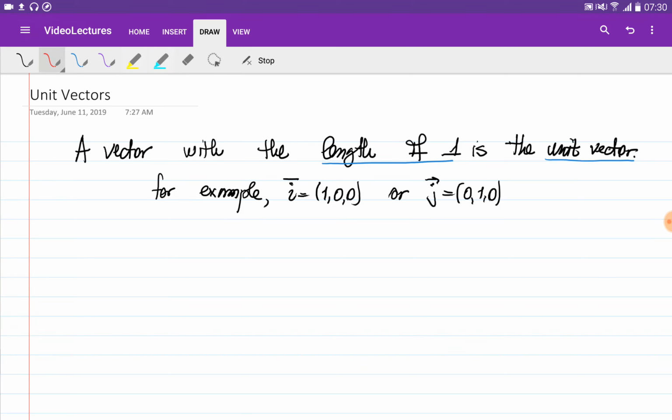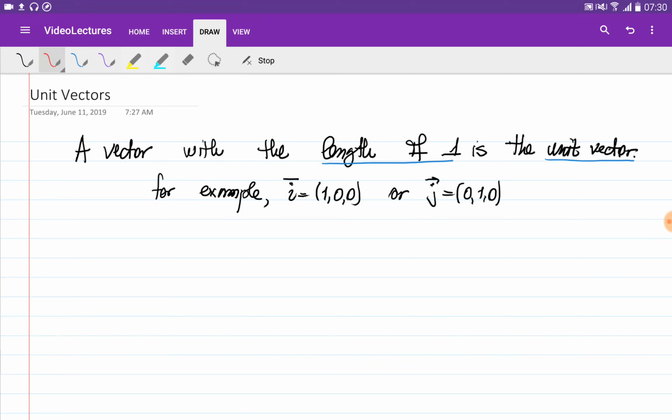A unit vector is any vector whose length is equal to 1. For example, this might be i or j with the following components. If you find the length of i, it is the square root of 1 squared plus 0 squared plus 0 squared, which is equal to 1. The same for j. The length of j is equal to 1.